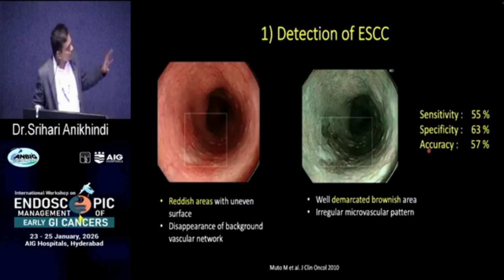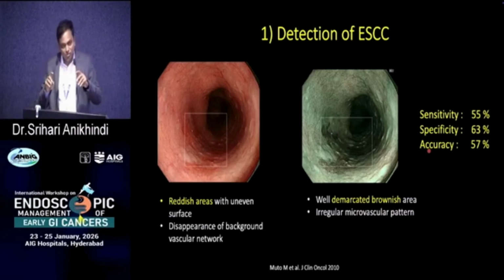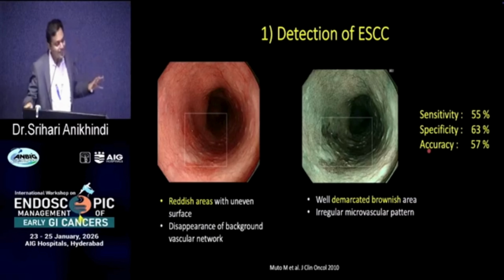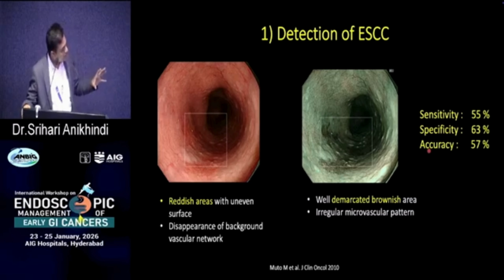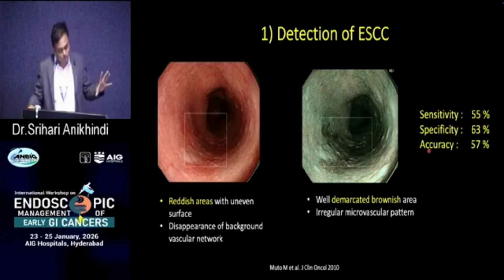So how do you detect an early esophageal squamous cell carcinoma? When you do white light endoscopy, look out for these reddish areas where there's a disappearance of background vascular network. The same correlate on a non-magnification NBI, you will see these demarcated brownish areas. So on white light, it's a reddish area. On NBI, it's a brownish area. And this shows us a fair sensitivity and specificity to demarcate a lesion.